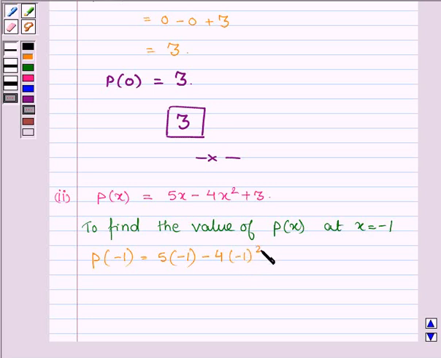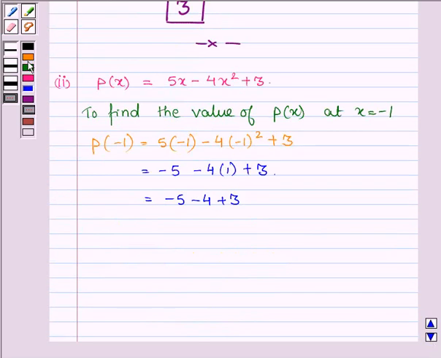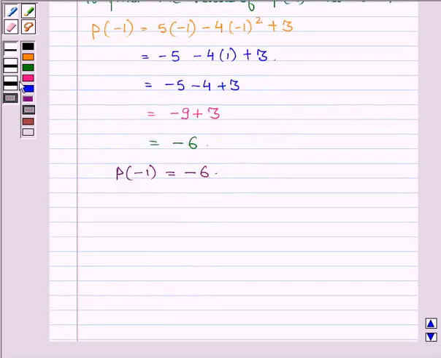square, that is minus 1 square plus 3, which is further equal to, on multiplying 5 with minus 1, we get minus 5, then minus 4, minus 1 into minus 1 is 1 plus 3, which is equal to minus 5 minus 4 plus 3, and minus 5 minus 4 is minus 9 plus 3, which on further solving gives us minus 6. Thus, the value of the polynomial p(x) at x is equal to minus 1 is minus 6. Thus, its value is minus 6, and hence it's the answer of the second part.